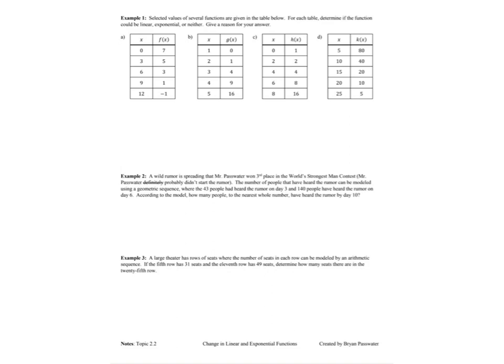All right. So for example 1, our instructions say selected values of several functions are given in the table below. For each table, determine if the function is linear, exponential, or neither. It's got to increase by the same amount on the same intervals of x, so over equal length x intervals. So my first check is just going to be to make sure that those x intervals are doing the same thing every time. Are they on the A?